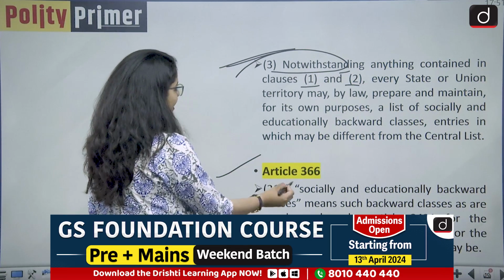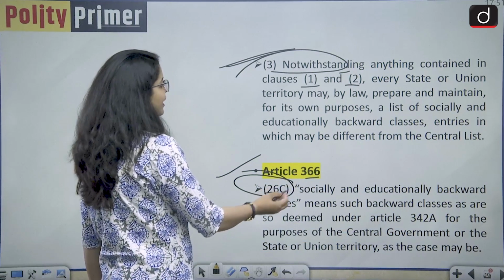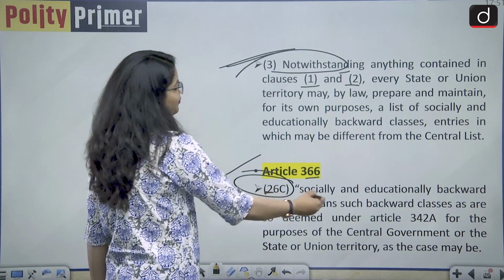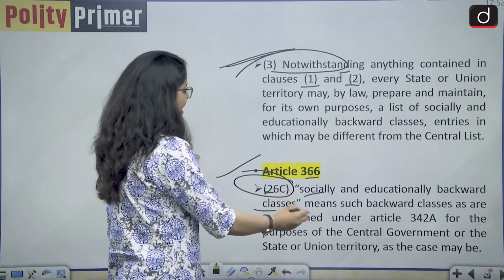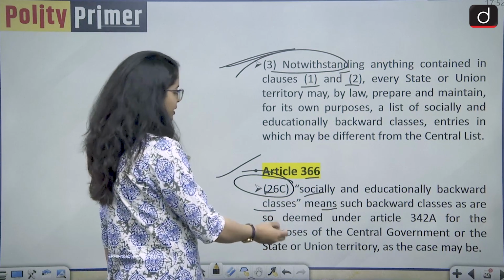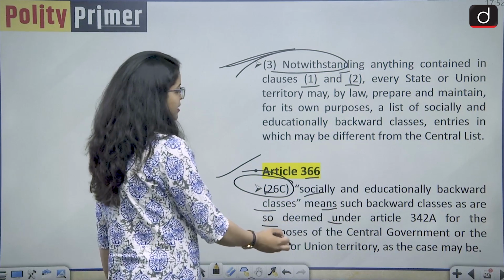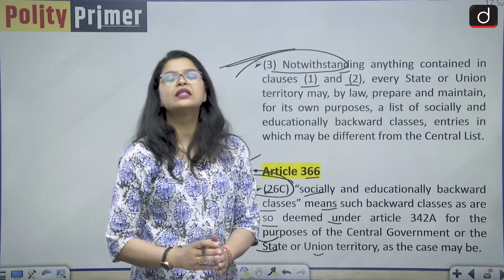Then it also added a clause to article 366 of the Indian Constitution, clause 26C, which defines the term socially and educationally backward classes. And these classes mean such backward classes as are so deemed under article 342A for the purposes of the central government or the state or union territory, as the case may be.